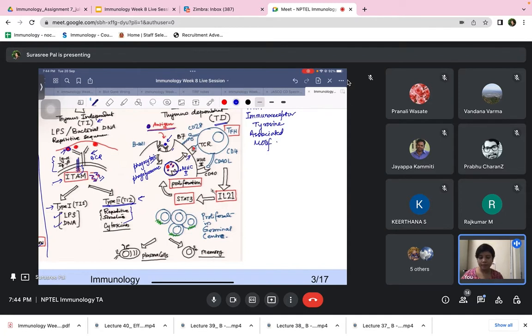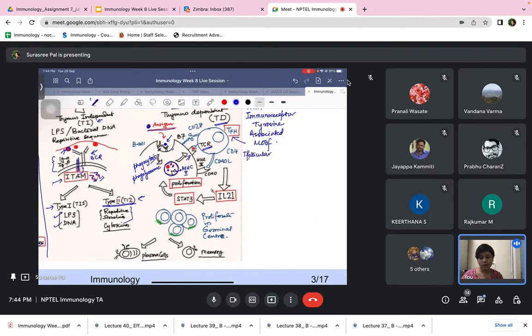So the MHC class 2 molecule will now express this foreign peptide on its surface, which can now be recognized by a T cell receptor. Okay, and what is this particular T cell? This is the T follicular helper cell.